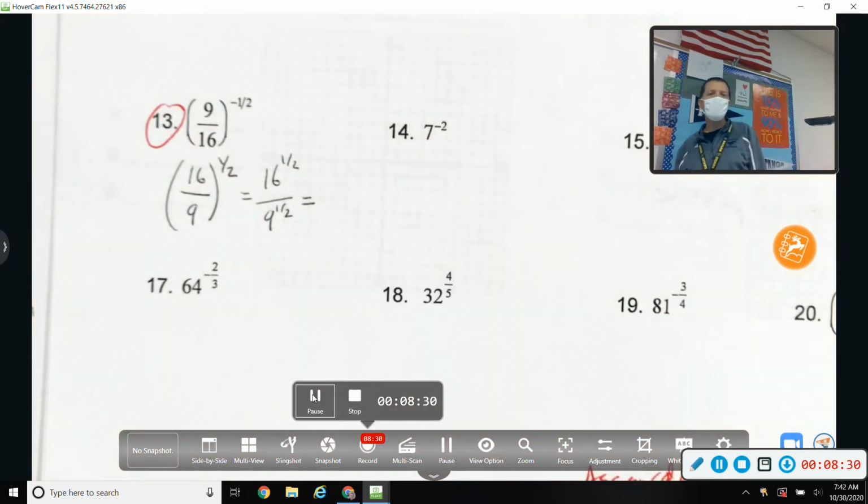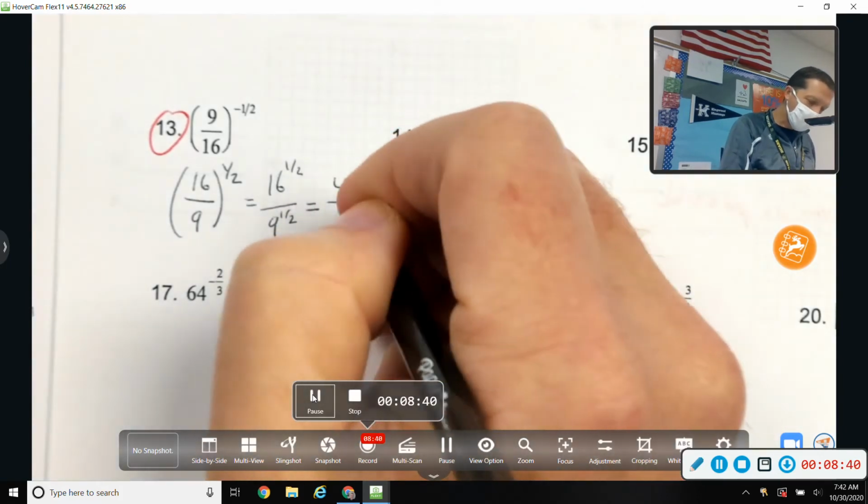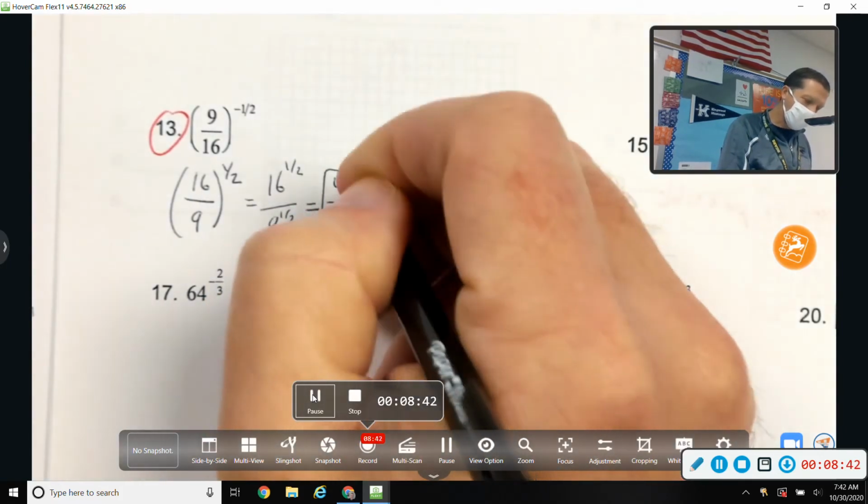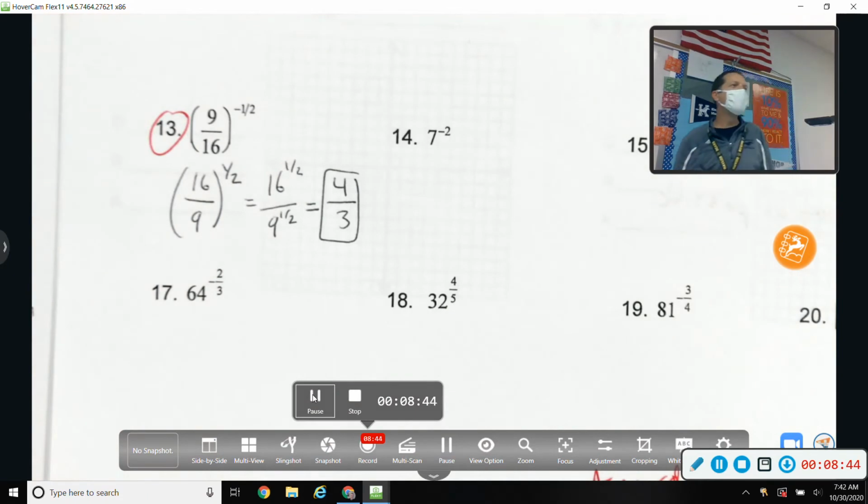So 16 to the 1/2. What's the power of 1/2 mean? Square root. Power is 1, so just the square root of 16 is 4. The square root of 9 is 3. Celebrate if you got it right. Good, lots of celebrations. I hope all celebrations.